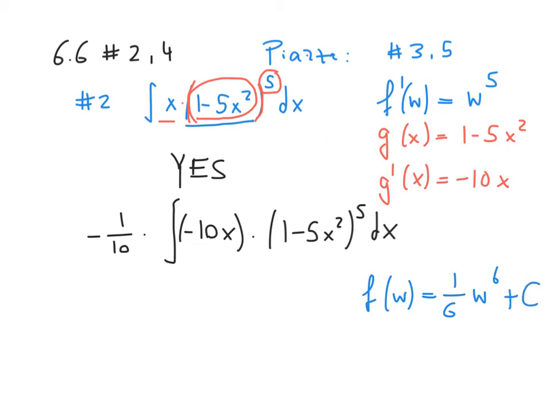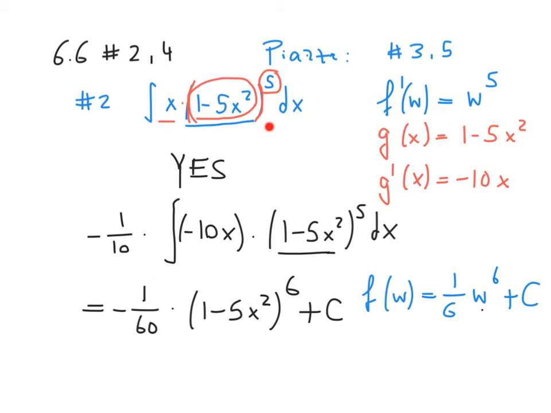And now we just plug into this function our original g, so we would have that this integral is then actually minus 1/10 times 1/6, which is minus 1/60th, times, and now we plug this inner function back into here, that would be 1 minus 5x squared to the 6th plus c. And again, you should always check your result by actually computing the derivative of this. So please do this here and see that we actually get this. So if I made a mistake, please let me know.